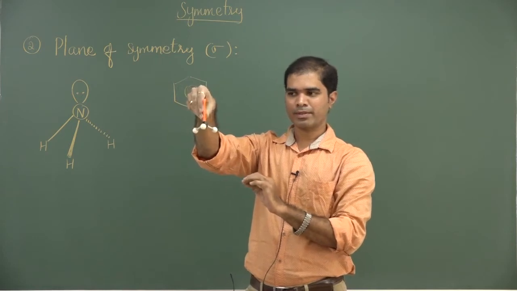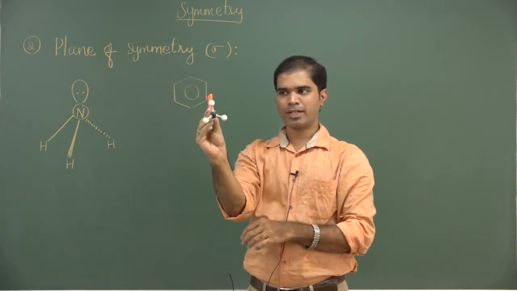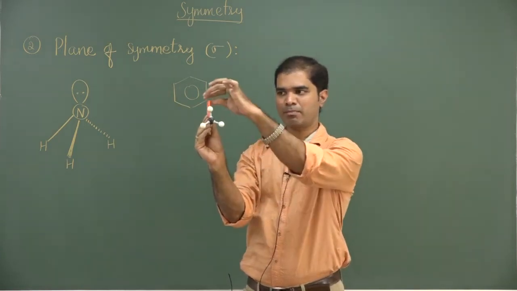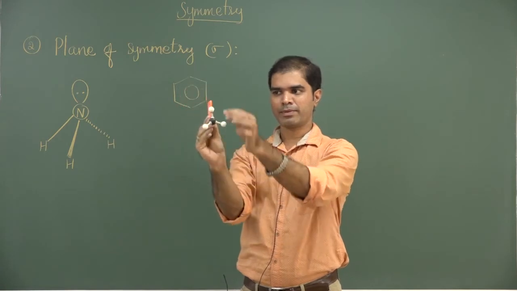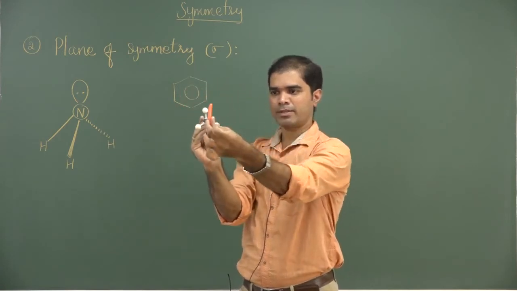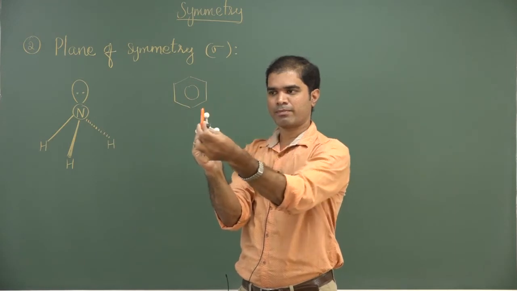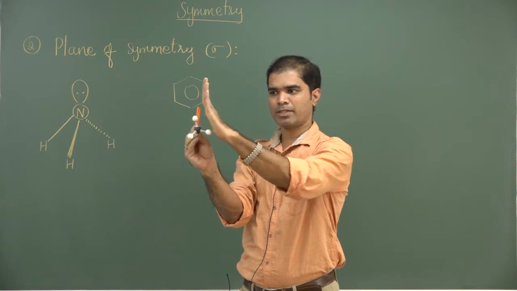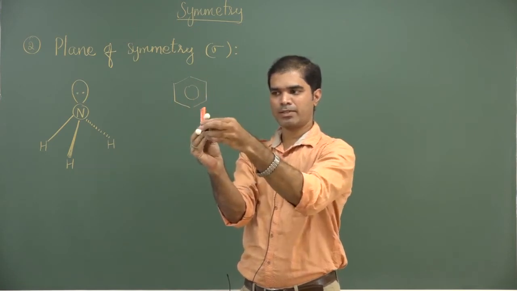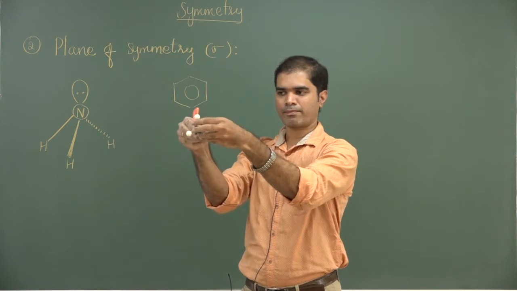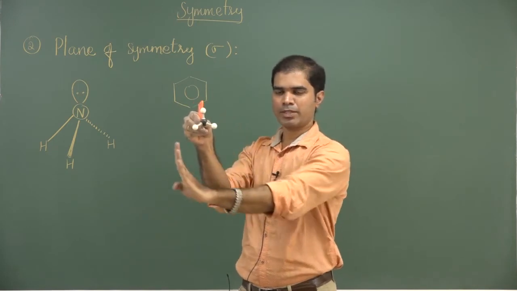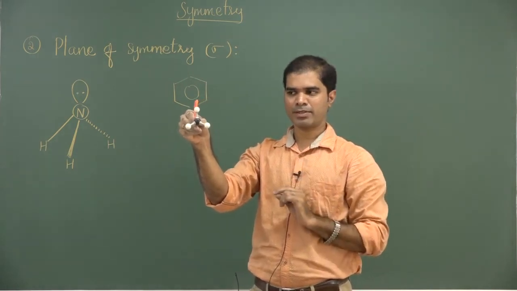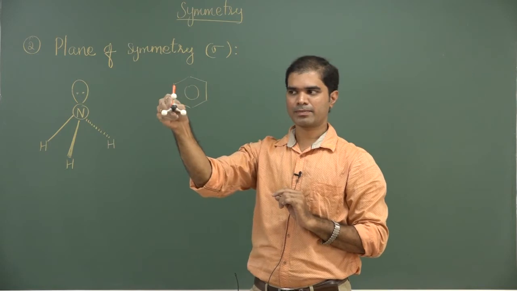On the board, it is better to represent it in this way. Very convenient to see. So where is the plane passing from? It is this plane which is towards you. As I pass this plane, you can check, one half is a reflection of the other half. It is perfectly symmetric. There is one plane which is present.